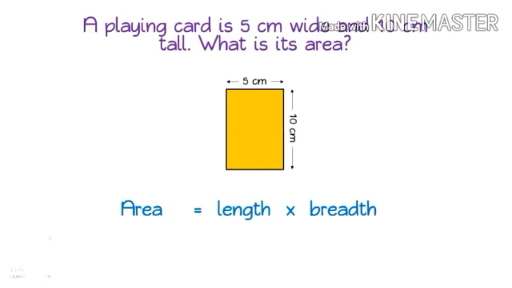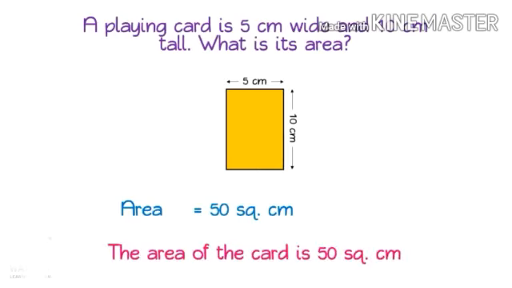We know that the length is 5 centimeters. Let's put that value in. We know that the breadth is 10 centimeters. Let's put that value in. We multiply them to get the area. Area of the card is 50 square centimeters.